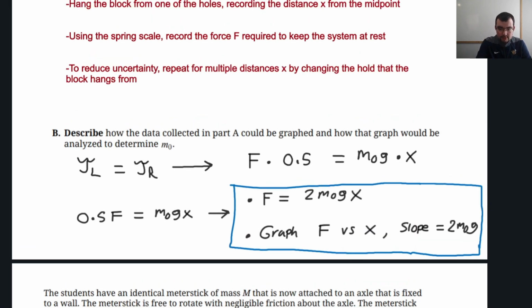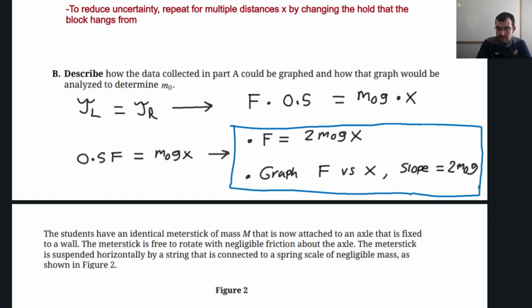Since it's already linear, you just graph f versus x, and the slope is 2m0g, and then obviously solve for m0. So as long as you said how the slope relates to m0g, you're good.